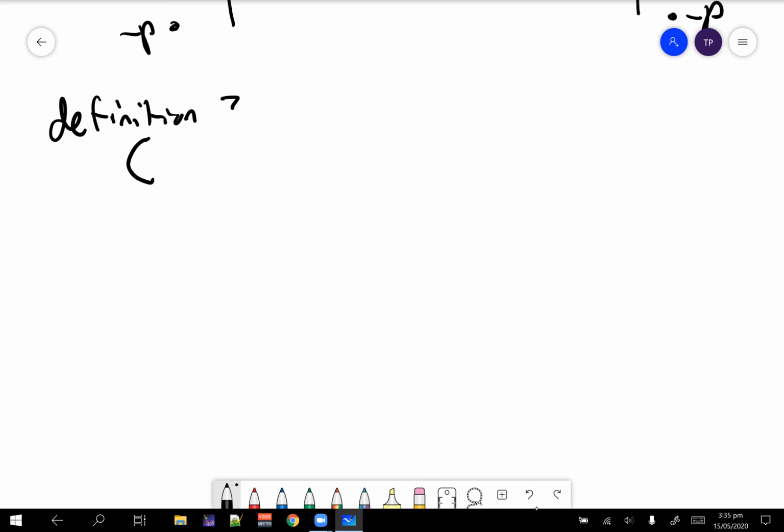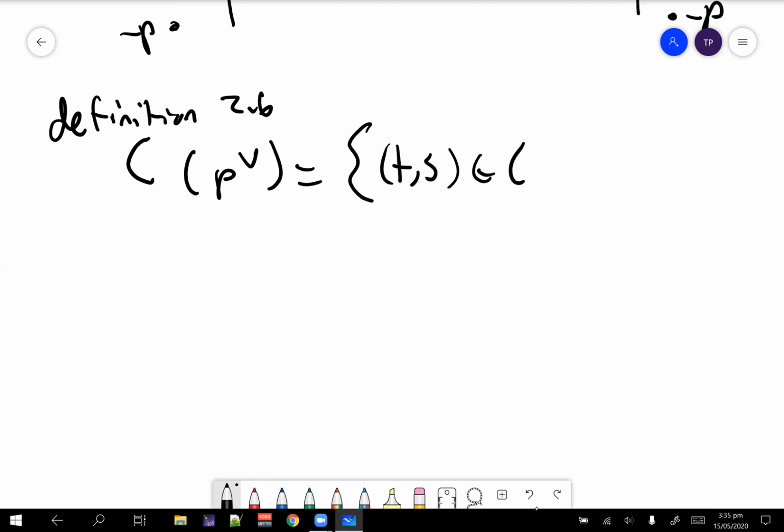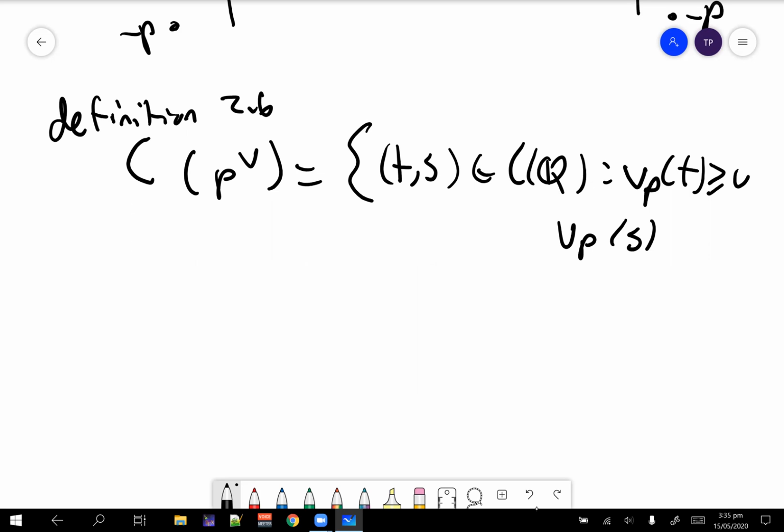So in a similar fashion, recall that we've defined the set E of p to the v. So I also want to define, definition 2.6, C of p to the v to be the set of (t, s) inside the rational points of C, given by the valuation of t being greater than or equal to v, and the valuation of s being greater than or equal to 3v.